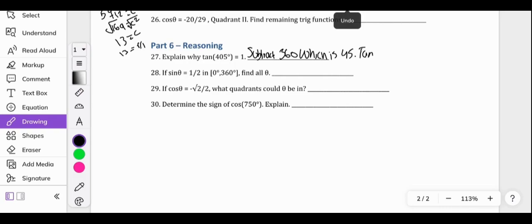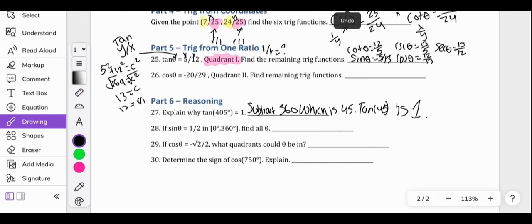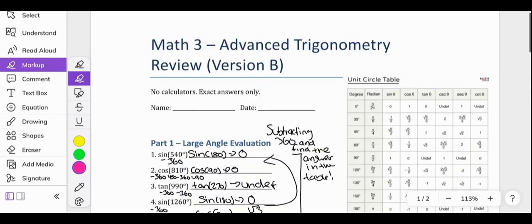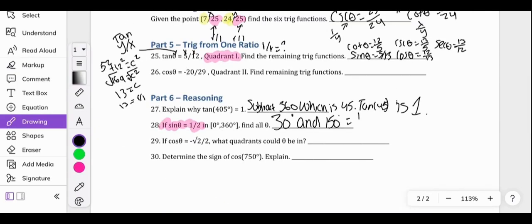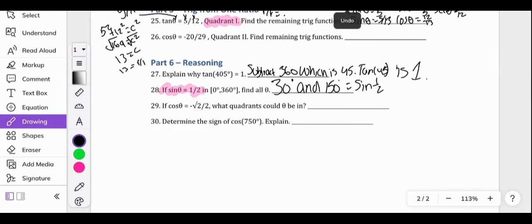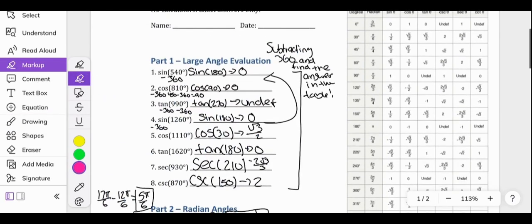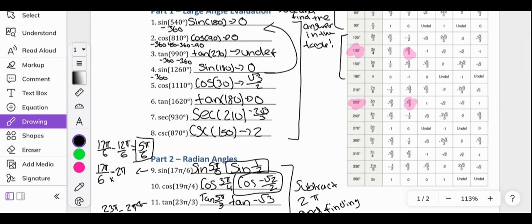Tan 405 is just subtracting 360 and then finding it on the table. 28 is just looking where sin theta is a half on the table, and we can see it's at 30 and 150 degrees. 29. We see that cos theta equals negative square root of 2 over 2 is in quadrants 2 and 3. It's visible in the table.